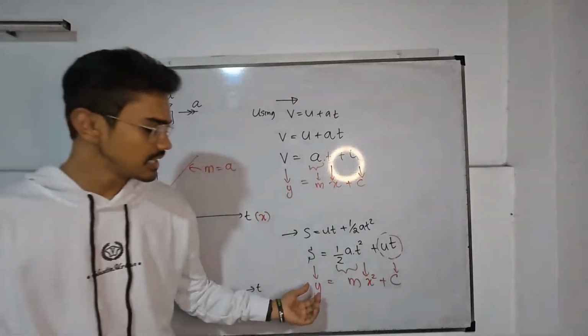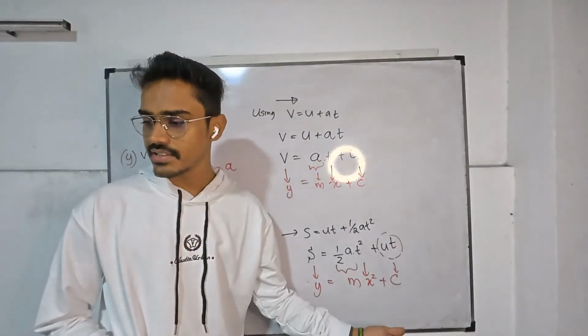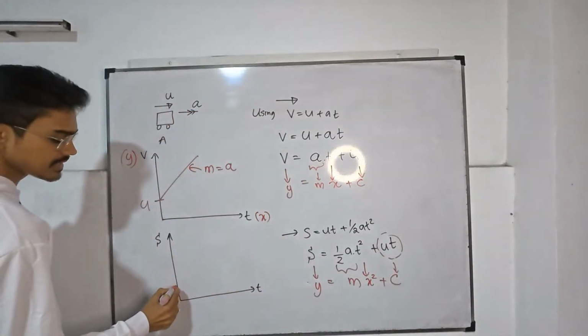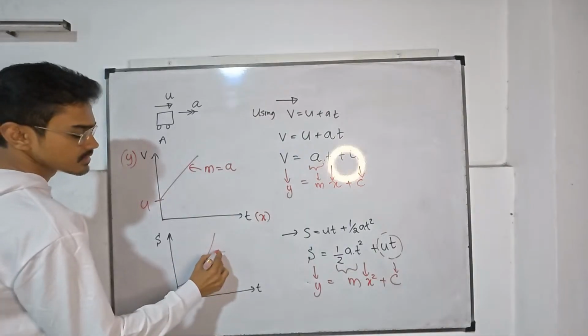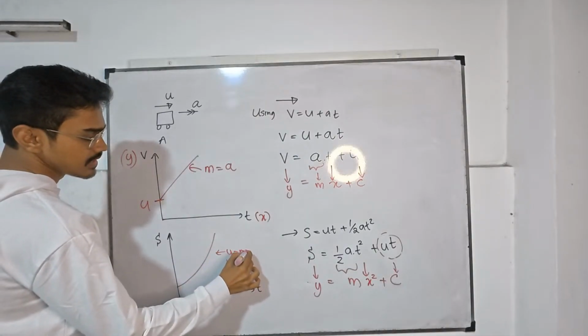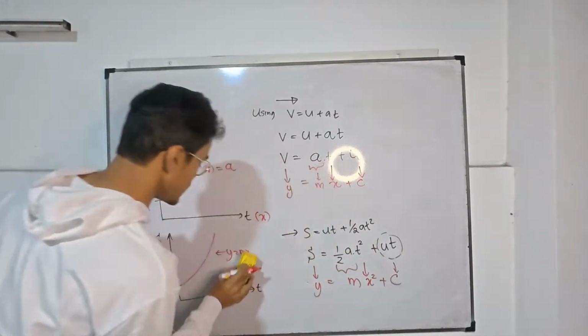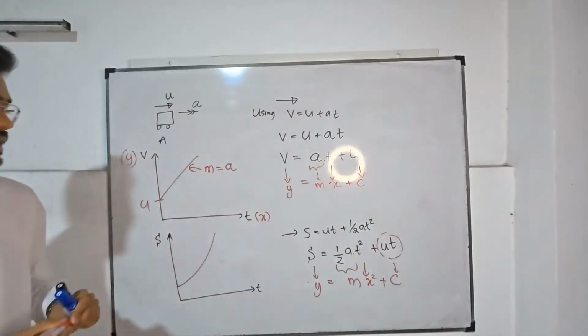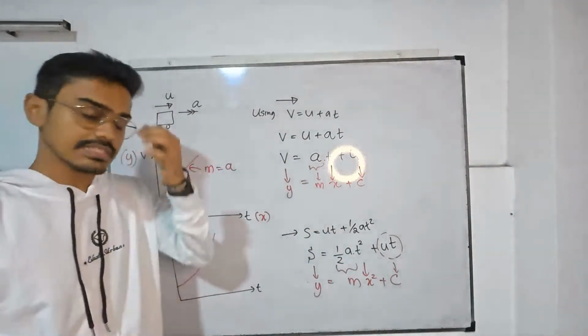Now, what I have got is y equals mx squared plus c. So the shape of mx squared plus c is like this. This is y equals mx squared plus c. Right? The shape is this. So this is the activity.